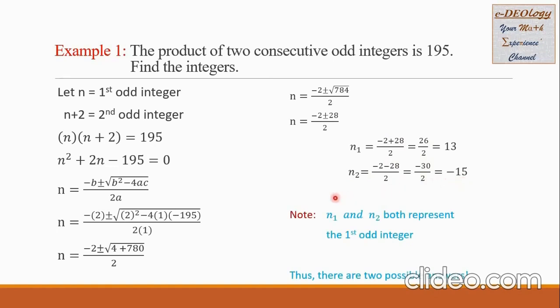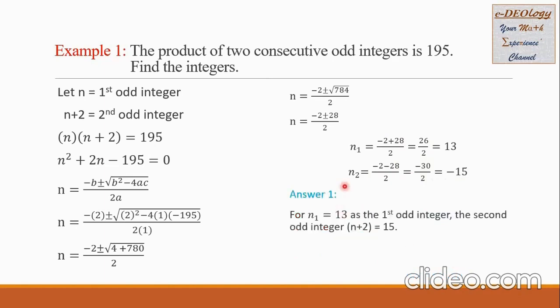Take note that the n sub 1 and n sub 2 both represent the first odd integer. Thus, there are two possible answers. The answer 1, when we have the n sub 1 here as equal to 13, that is the first odd integer, we can compute the second odd integer using our n plus 2, and that is equal to 15. So our first answer, 13 and 15.